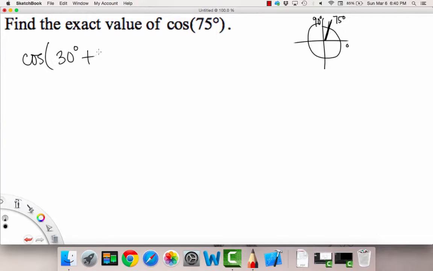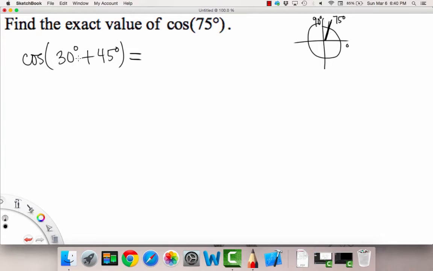So we could say maybe 30 degrees and 45 degrees. And we see how both of these individually, they're angles that we know a lot about already, right? We know cosine of 30 degrees, we know sine of 30 degrees, we know sine of 45 and cosine of 45. So what we can do is use our sum formula, or addition of cosines basically, in order to break this up and then solve for our value.